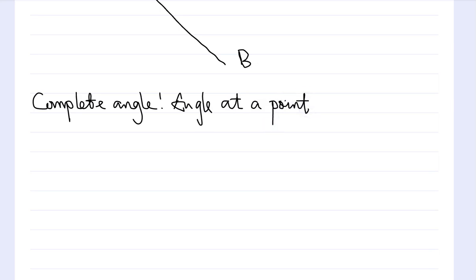Are you seeing that now? Angle at a point. So what are these angles? These are angles that are exactly 360 degrees. Are you seeing that now? Exactly 360 degrees. That is what we call angle at a point. You can also call it complete angle. Angle at a point or complete angle.